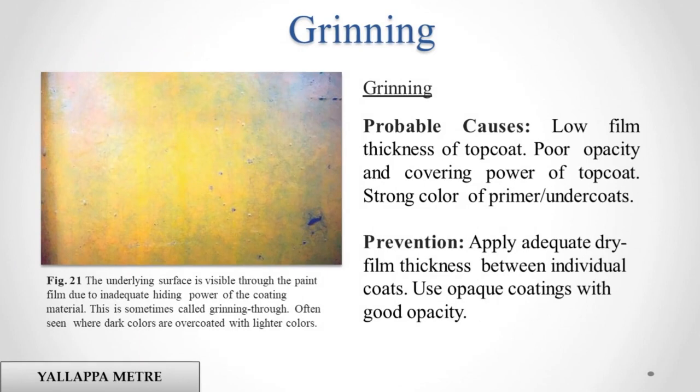Grinning. Probable causes. Low film thickness of topcoat. Poor opacity and covering power of topcoat. Strong color of primer/undercoats. Prevention. Apply adequate dry film thickness between individual coats. Use opaque coatings with good opacity.